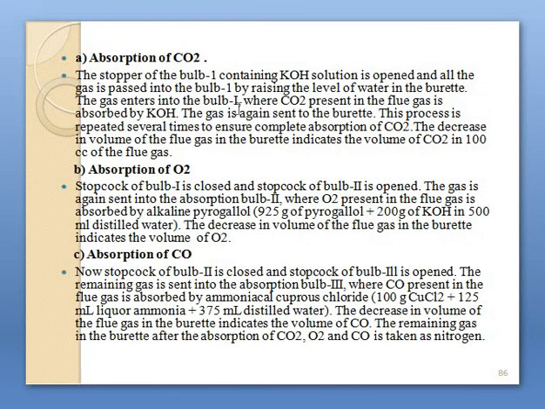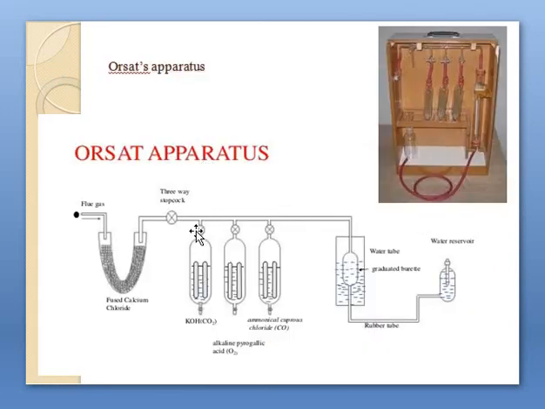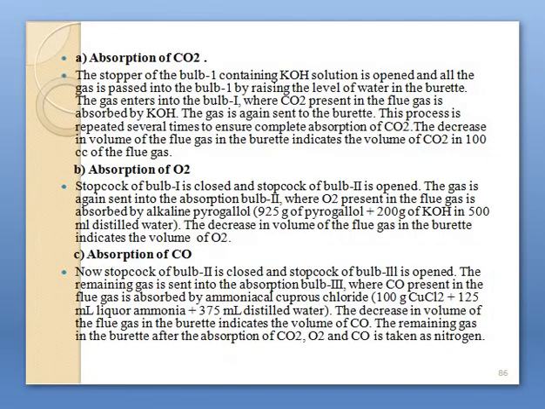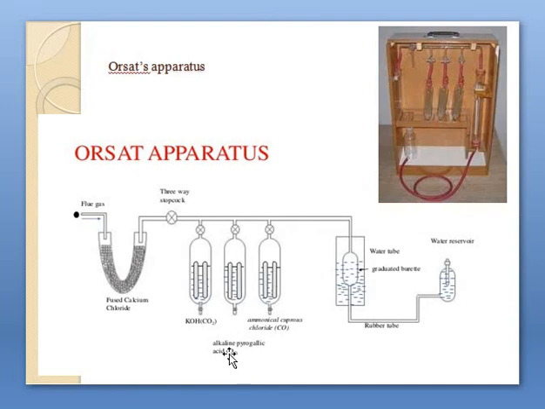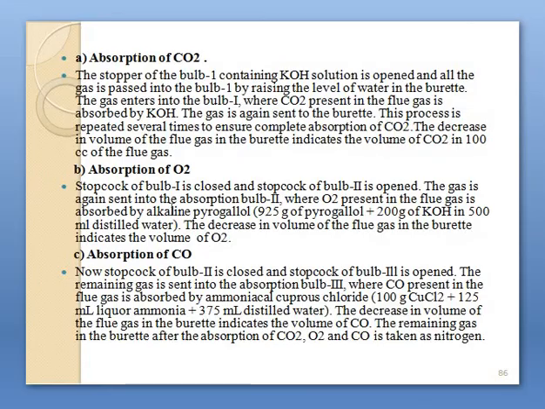First, the stopper of bulb 1 containing KOH solution is opened and all the gas is passed into bulb 1. So the valve of bulb 1 is opened first, and you pass the gas into bulb 1. Here the absorption of CO2 happens, where you have the KOH. We pass the flue gas, the three-way stopcock is open, and these two are closed. The gas enters bulb 1 where CO2 present in the flue gas is absorbed by KOH.